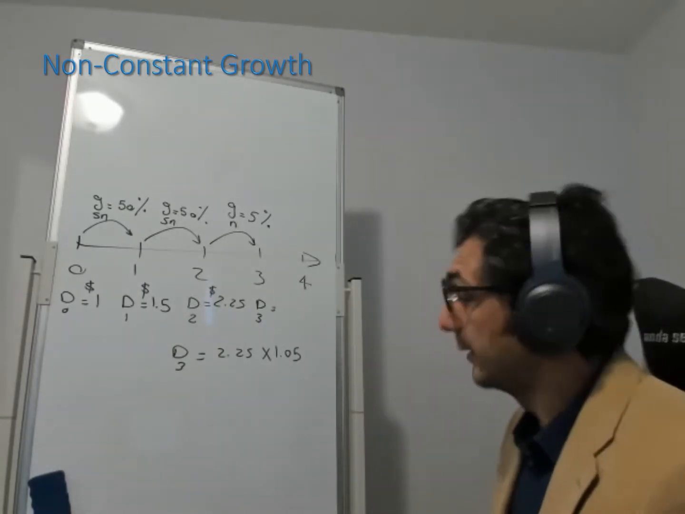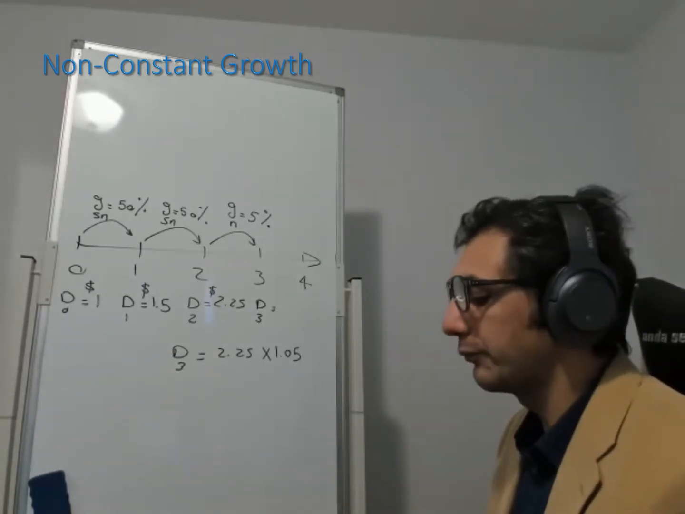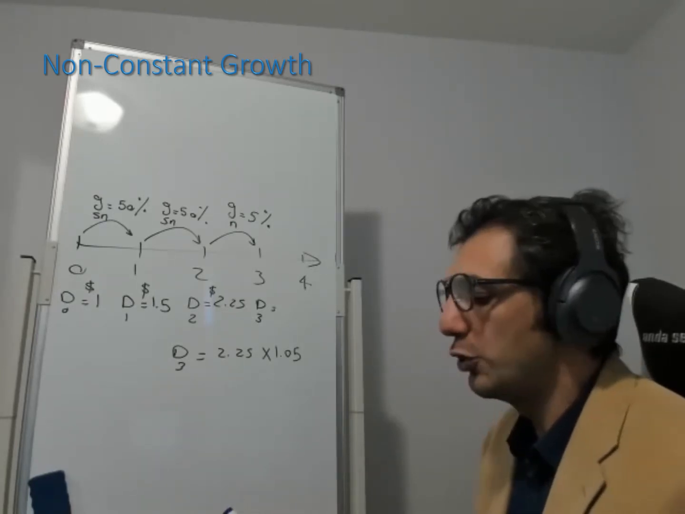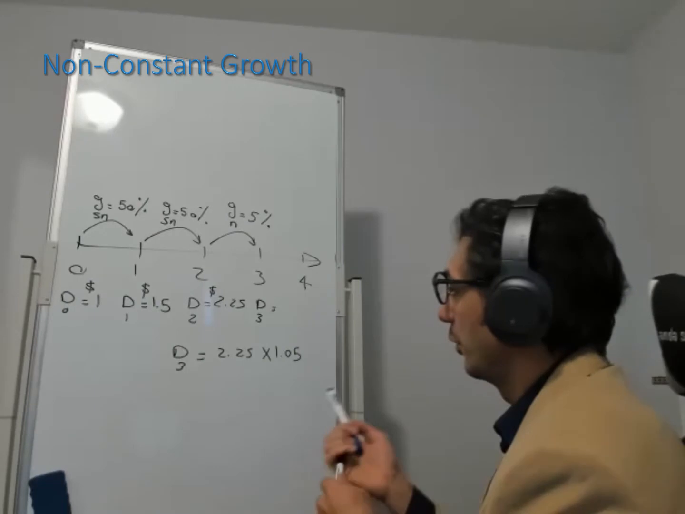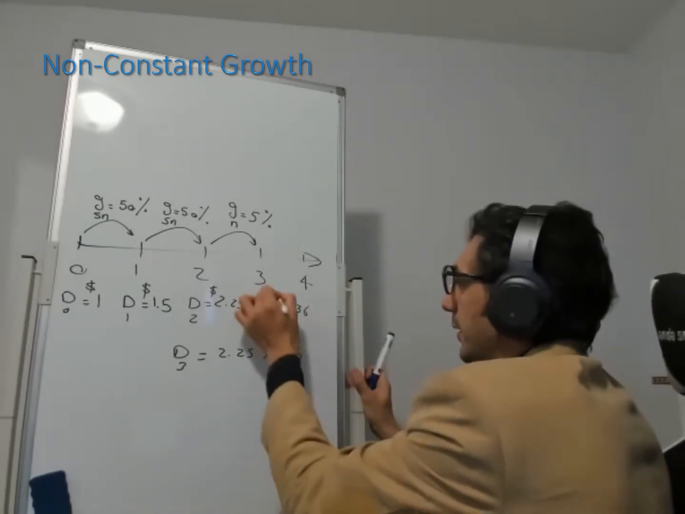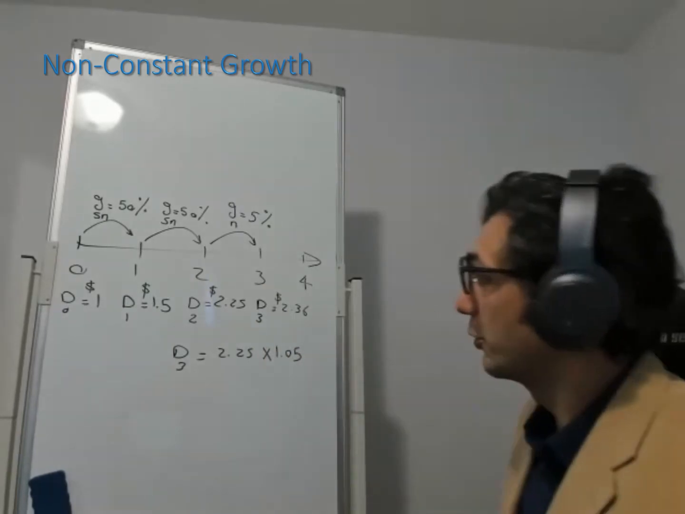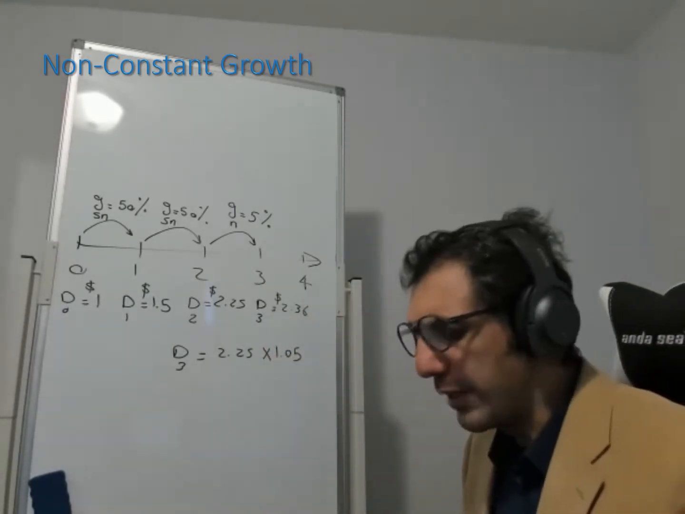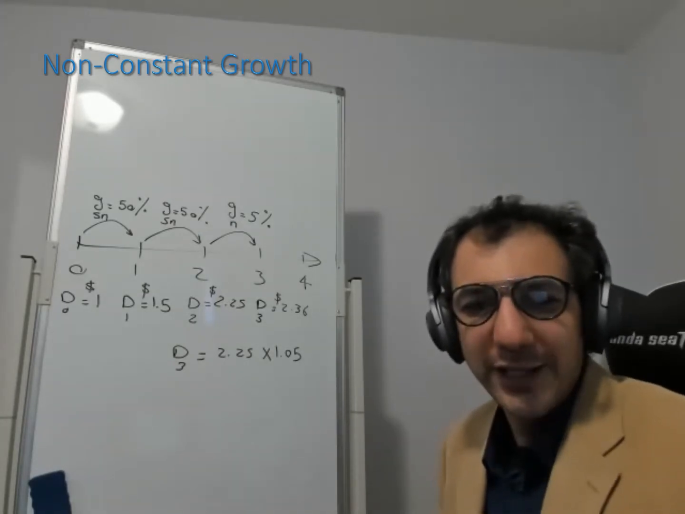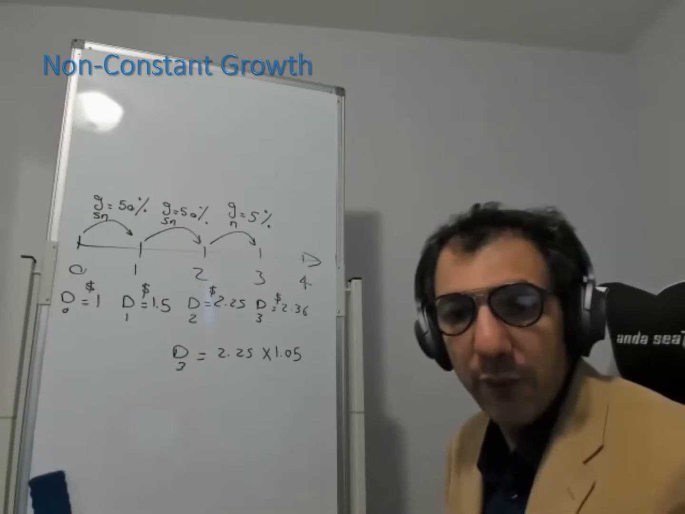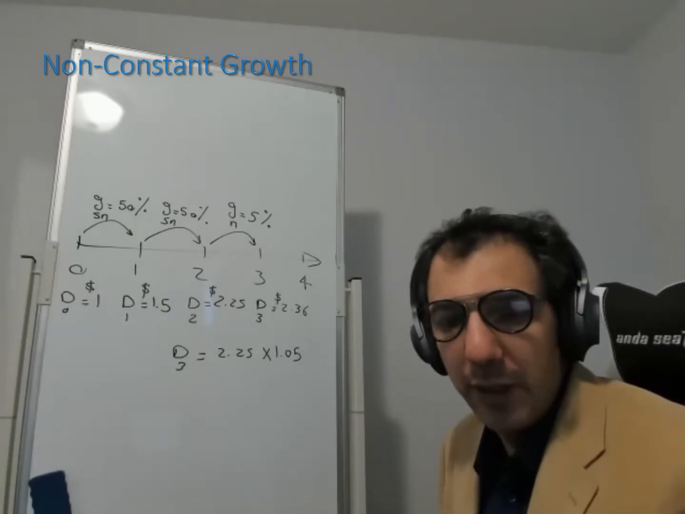So let's calculate the dividend. 2.25 going up by 5% gives you 2.36. So it should be $2.36, that's your dividend in year 3. You can calculate D4, D5, but you don't have to do this. It's much easier. Just stop when your dividend growth becomes constant.